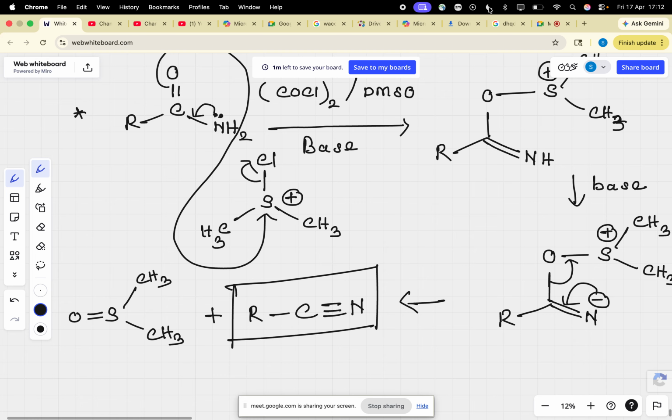I think only two reagents are left, IBX and Fetizon or Jones reagent, that we will do in the next class. Okay, half an hour it will take. Okay, fine.